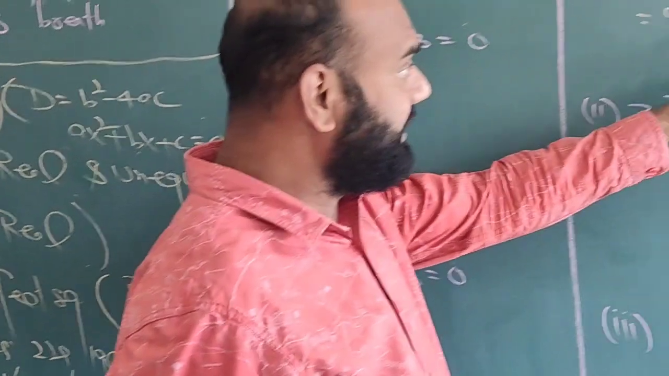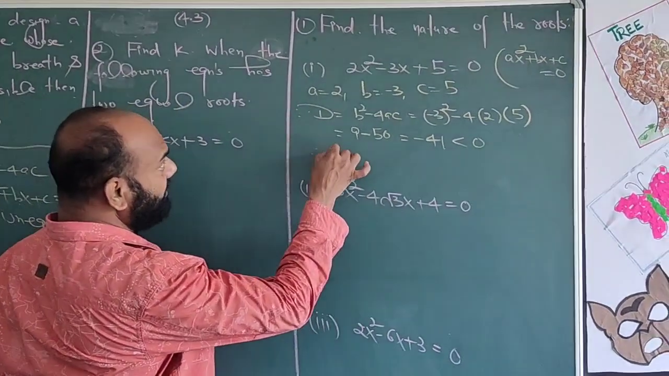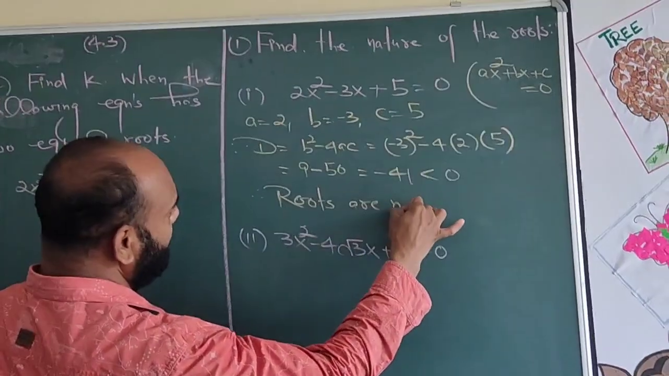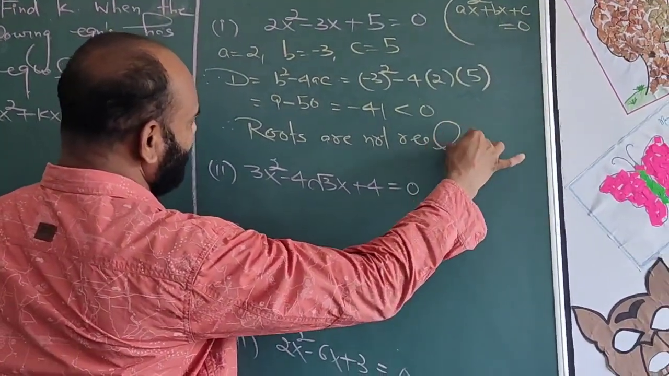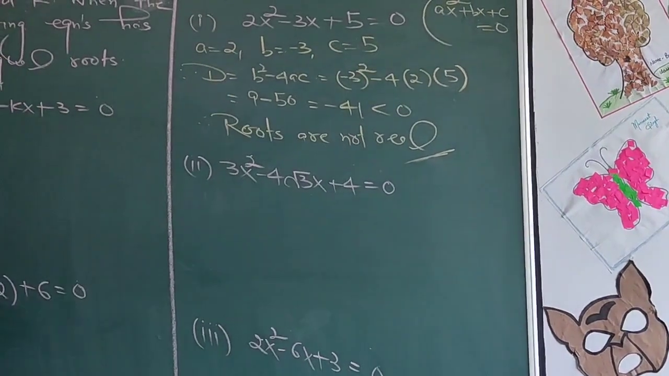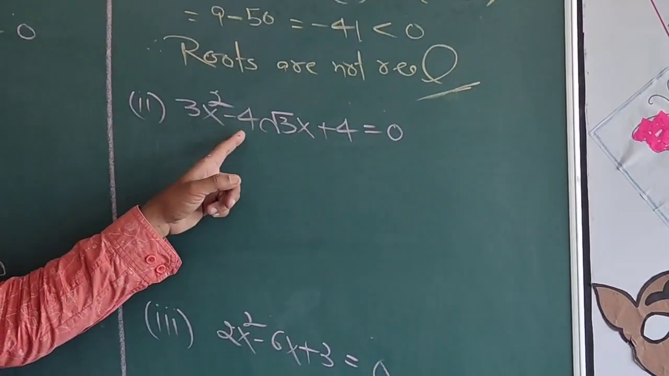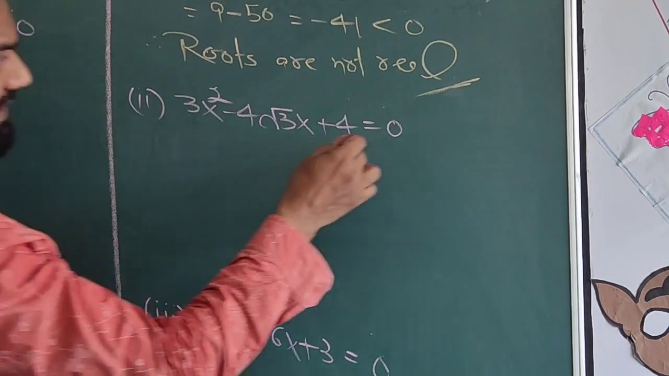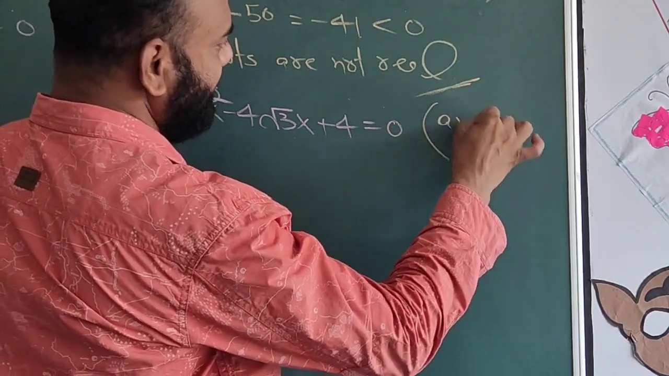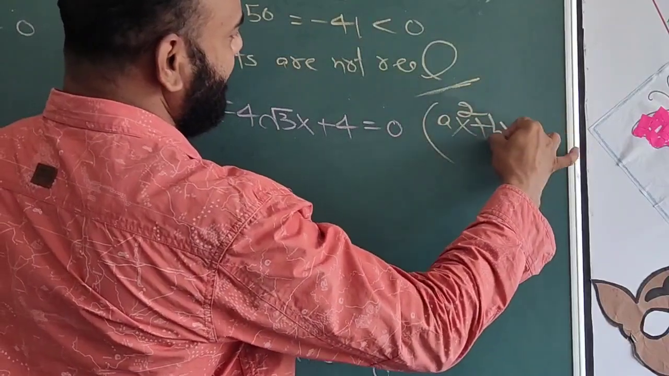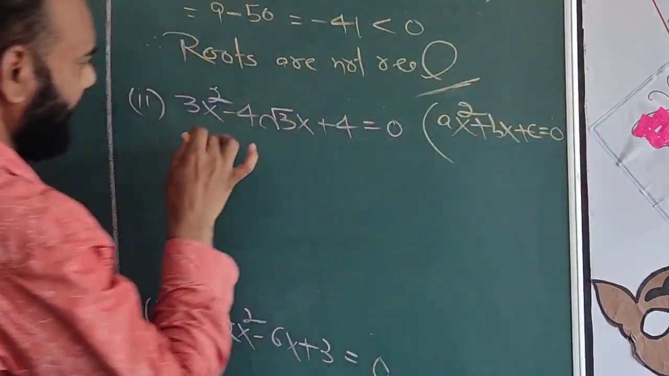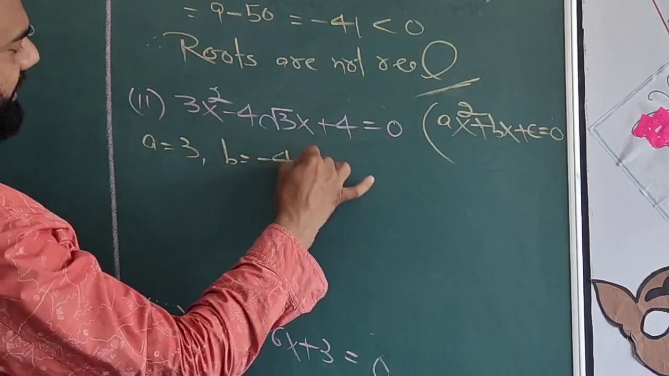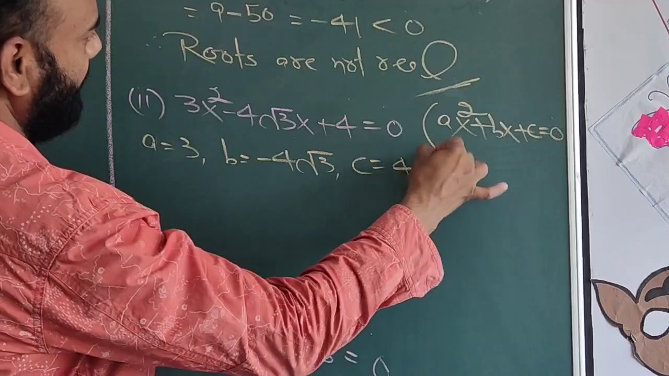So here D is less than 0, therefore the roots are not real. And the second part of this question is 3x² − 4√3x + 4 = 0, which is also compared with the standard form ax² + bx + c = 0. So we get here a = 3, b = −4√3 and c = 4.